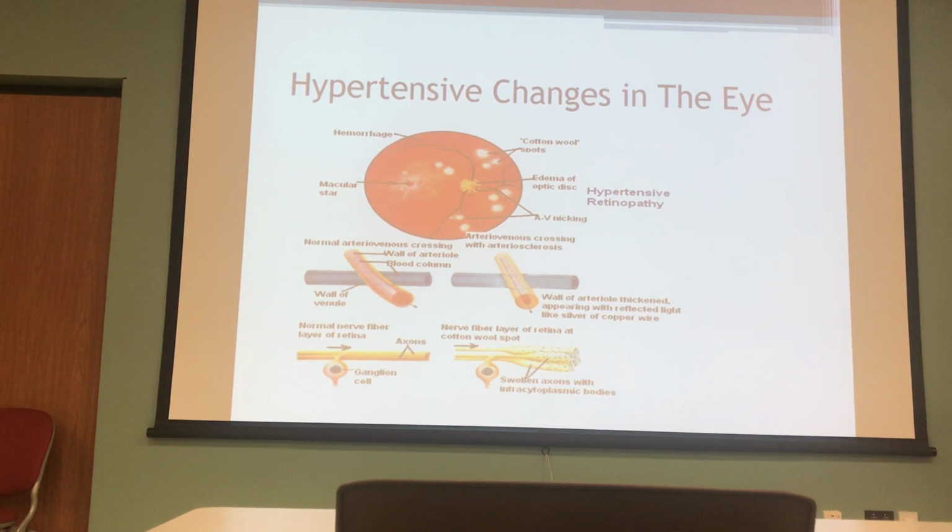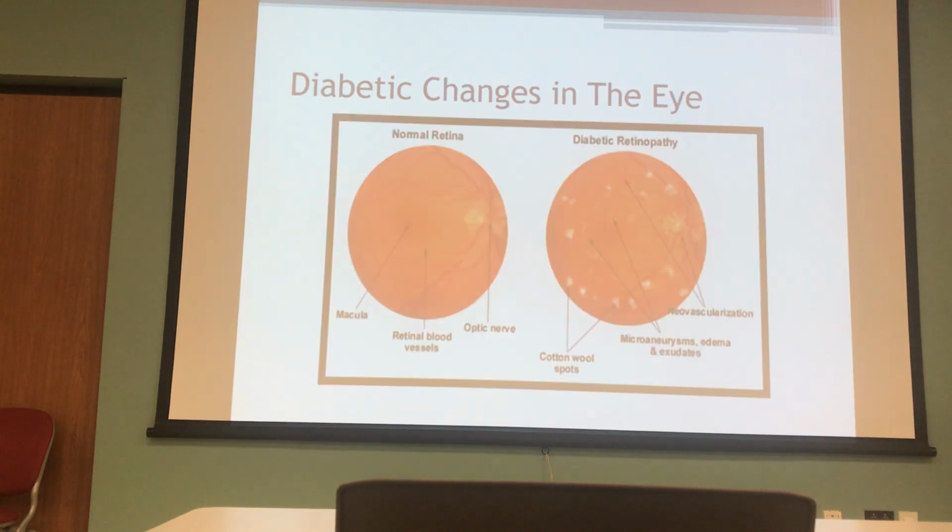The cotton wool spots you see more in diabetic retinopathy. You see the AV nicking in hypertensive retinopathy and diabetic retinopathy. Flame-shaped hemorrhages and your macular star, you see those in hypertensive retinopathy. Okay, so look at your normal retina, look at your diabetic retinopathy. This is why they end up with so much blindness and all this stuff.